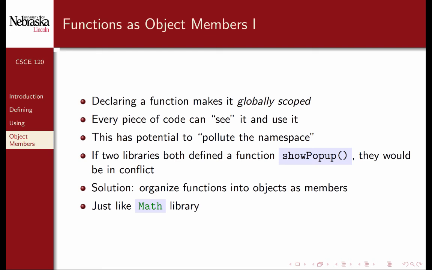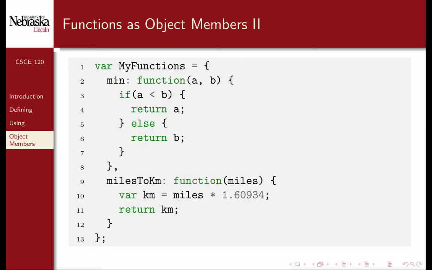We can do this with our own code using the following syntax. We can create a variable, an object, called myFunctions. Then we can use the syntax of an object. Here we provide the function name followed by a colon and the function keyword. This is slightly different syntax than if we were declaring this to be a global function. Multiple functions can be delimited using a comma. Once we've done this, similar to math.squareRoot, we can now use myFunctions.min or myFunctions.milesToKilometers to access and invoke our functions.